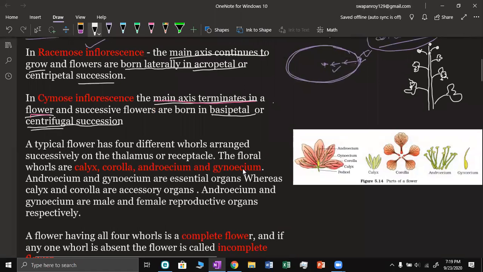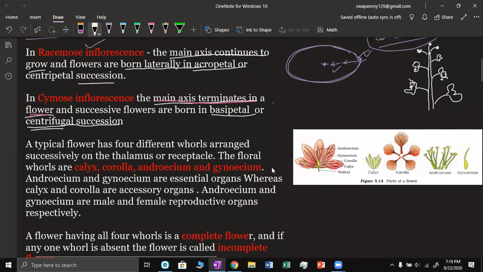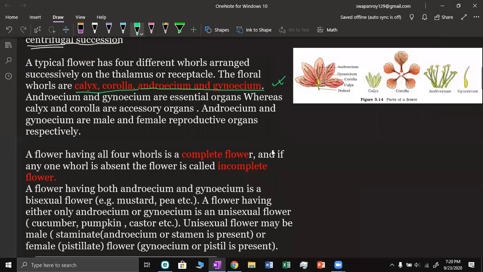Okay, so these are the two different types of inflorescence. Now next, let us see the structure of the flower. In a flower, there are four different types of structure we get. I think you will know that these are the calyx, corolla, androecium, and gynoecium. These are the four different structures. And this is a typical flower.